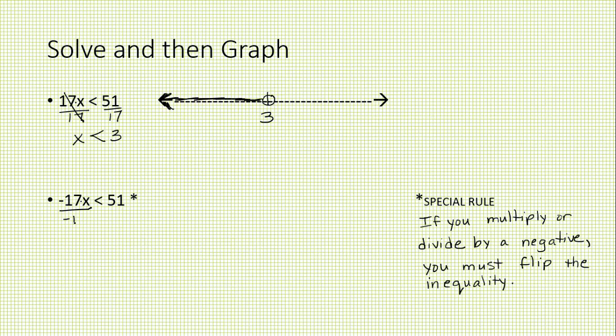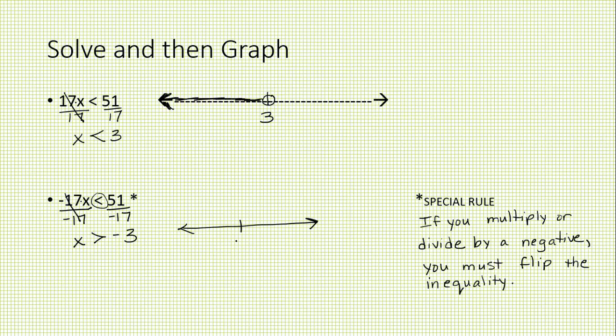I'm going to divide by the exact same number on both sides. So I'm dividing by a negative. This reduces, but I have to flip the inequality. That means instead of less than, now it's greater than. 51 divided by -17 is -3. And that's the solution. X is all the values greater than -3.